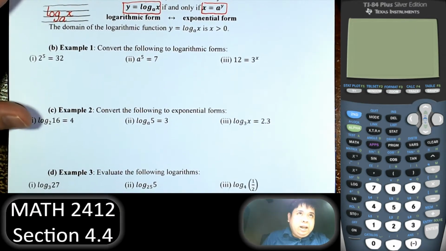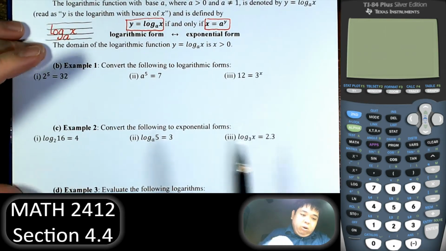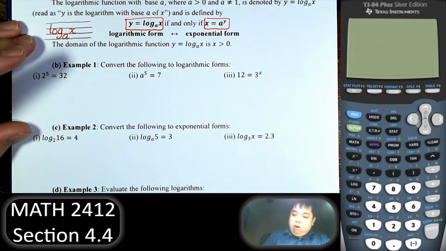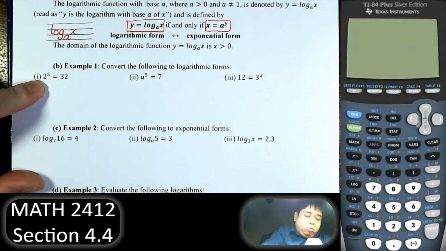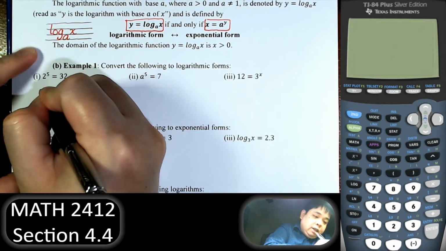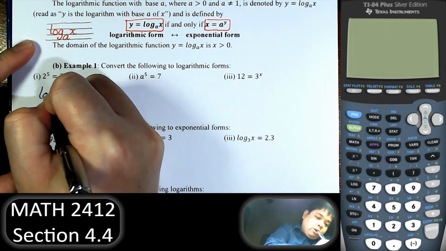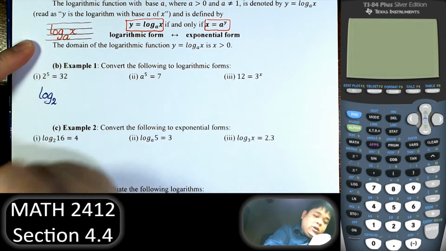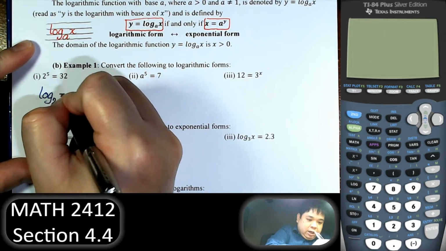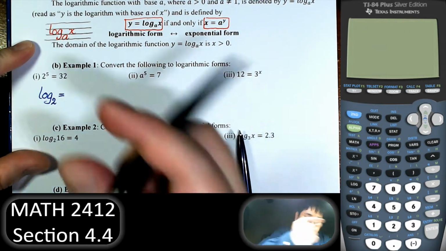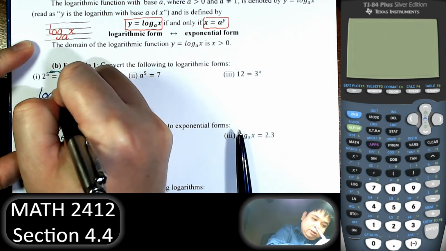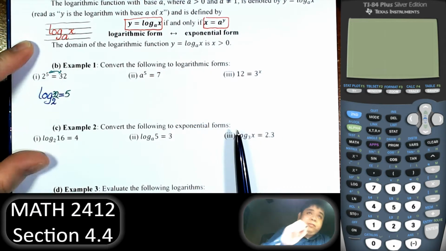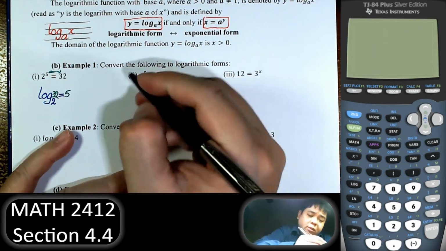Now, let's see how it works. Convert the following to logarithmic form. What we have here is the base 2. For the exponential form, we will write log base 2, where 2 is a subscript for the logarithmic form. And after that, we just switch the 32 and the 5. So it will be just like that.